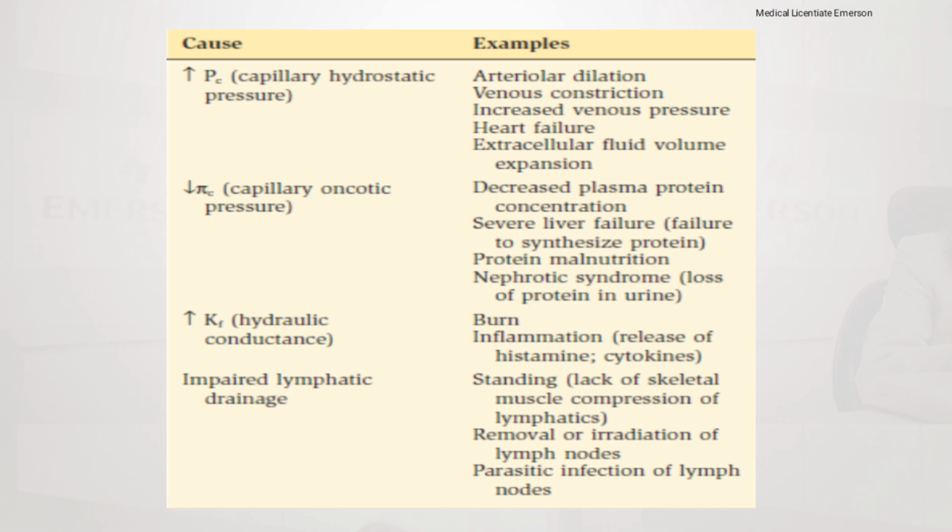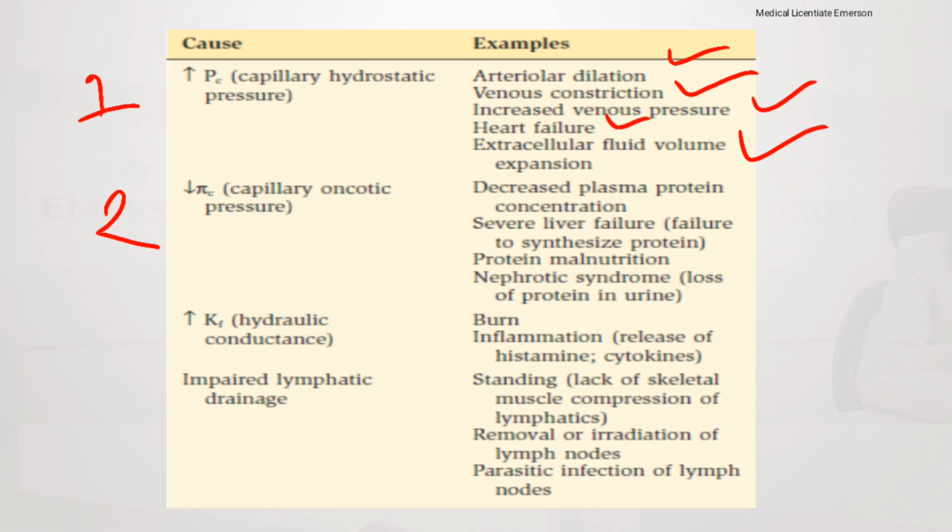Then you also have to know other things which might cause extravasation of fluid. Number one would be an increased capillary hydrostatic pressure. Examples would be arterial dilatation, venous constriction, increased venous pressure, heart failure, and extracellular fluid volume expansion. So this is the number one cause of extravasation of fluid.